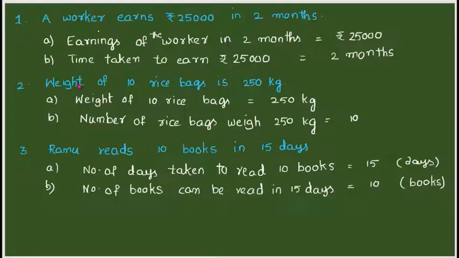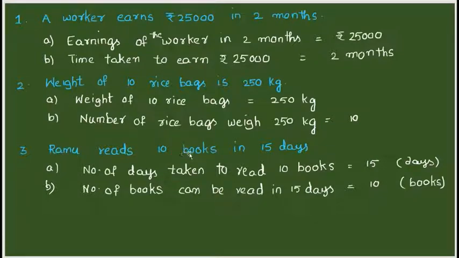The second sentence you can observe here: the weight of 10 rice bags is 250 kg. Let us give the preference to weight first: weight of 10 rice bags equals 250 kg. The same we can write as: number of rice bags that weigh 250 kg equals 10. So in the second sentence we have given the preference to the number of rice bags, and the same goes on the RHS.